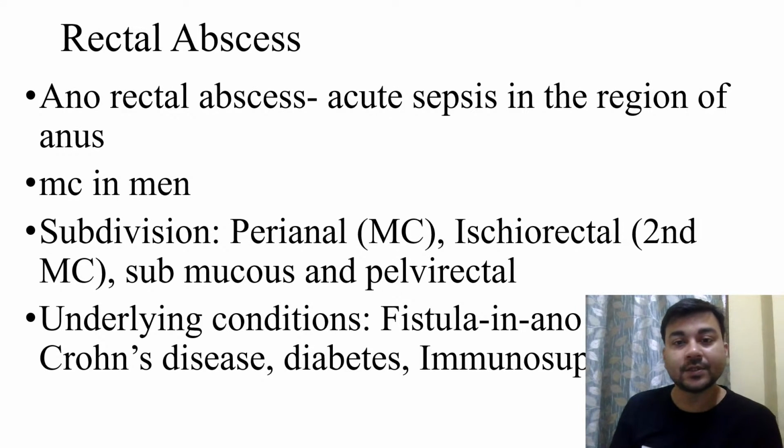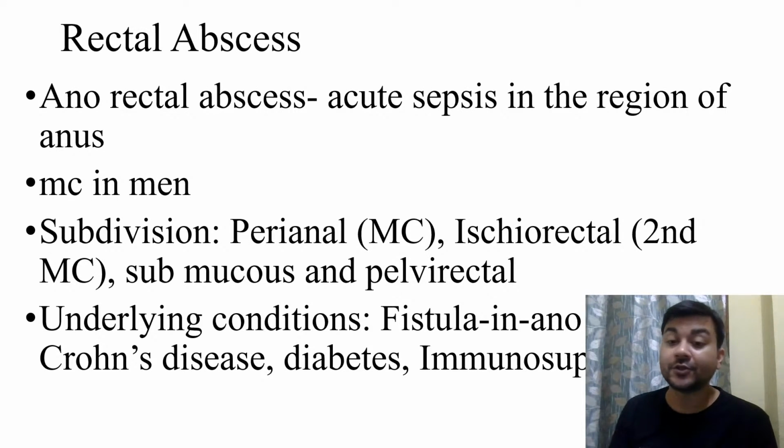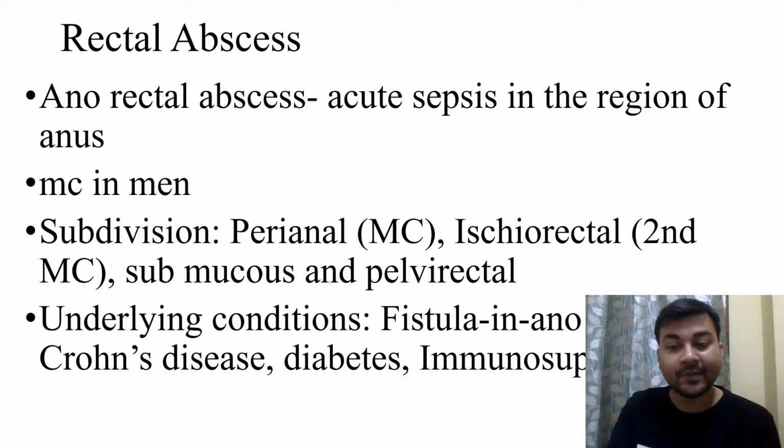So, rectal abscess or anorectal abscess is actually acute sepsis in the anus, most commonly seen in men, and it can occur at different sites. Most commonly it occurs at the perianal region. The second most common site is ischiorectal, and then it can also occur in the submucous or pelvirectal space. There are certain conditions associated with rectal abscess, most commonly fistula in ano. So a patient with fistula in ano can have a rectal abscess because this is the most common associated condition. Patients with Crohn's disease, diabetes, or immunosuppression can also have rectal abscess.